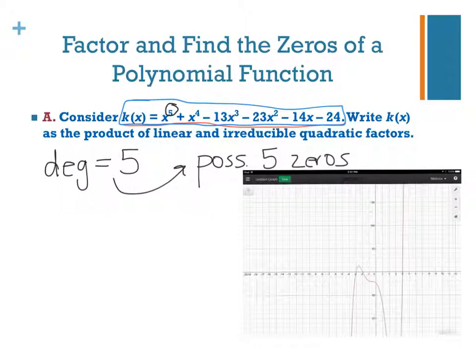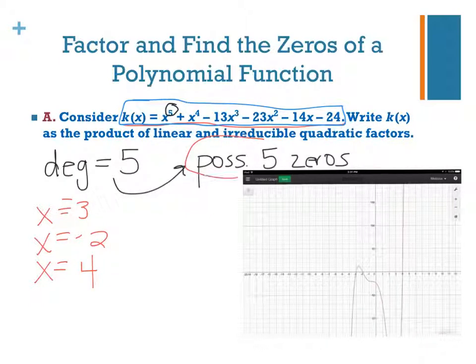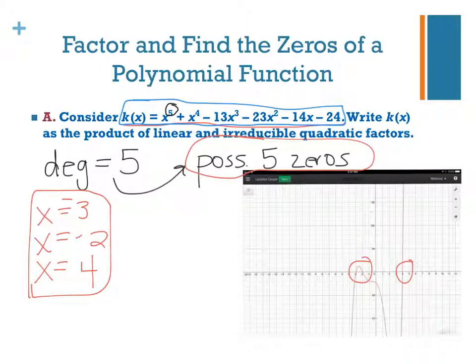Alright, so after graphing the polynomial function k of x on Desmos, I can see that its zeros are at x equals 3, negative 3, x equals negative 2, and x equals positive 4. So even though we said there's a possibility of having 5 real zeros, we actually only have 3 zeros that are real or show up on the graph. Again, we have 2 right here at negative 3 and negative 2, and another one at positive 4.